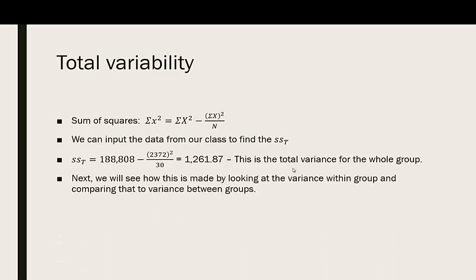Now we want to see how this is made up by looking at those variances that we talked about in the rationale when we said we had group, within group, and between group variances. So how do those two things add up to get our total variance of 1,261.87? So let's take a look at these two things and determine how we can figure these scores. We're going to use this same formula, the sum of squares. We're just going to change it based on whether we're looking within a group or we're looking between groups.